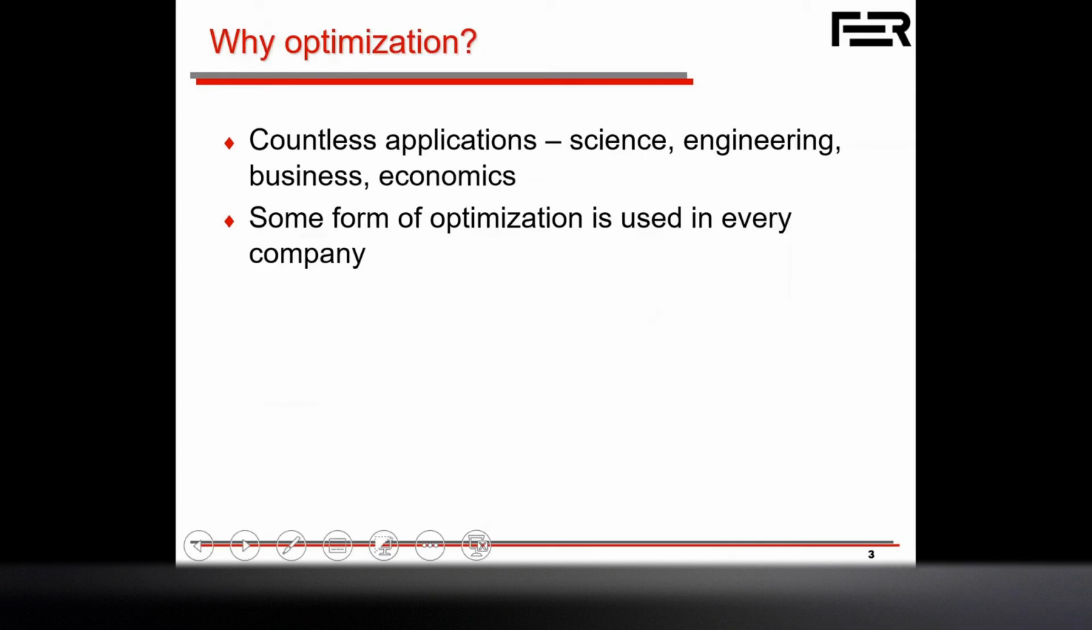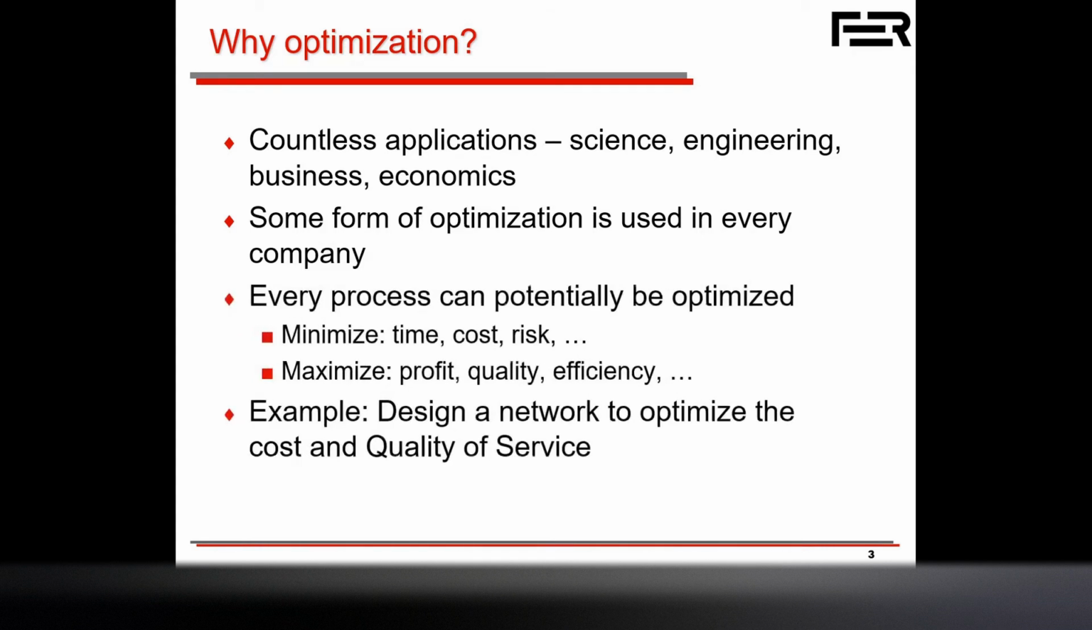Okay, so why optimization? Well, first of all, I'm sure that many of you have, over the course of your studies, come across some cases where you've needed to optimize for something. Obviously, there are countless applications in pretty much all domains. Some kind of optimization is used in pretty much every type of industry, whether it's trying to maximize some kind of profit, minimize some kind of costs, maximize quality, and so on. So pretty much every process can potentially be optimized.